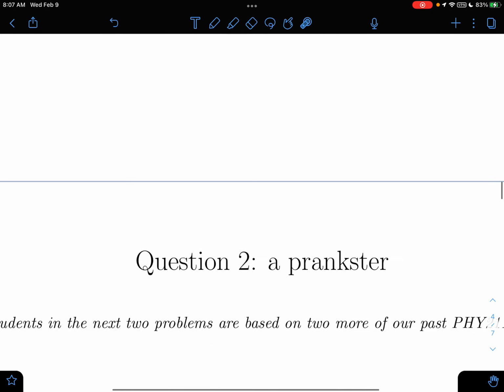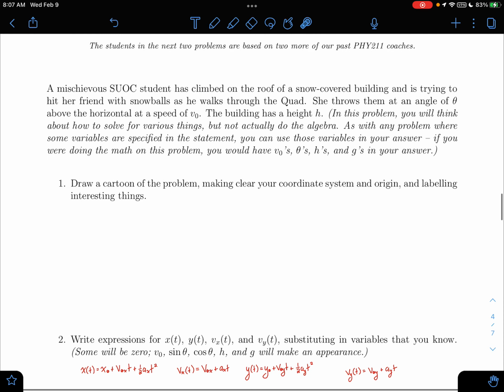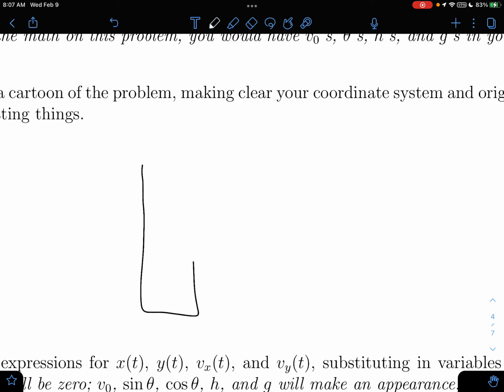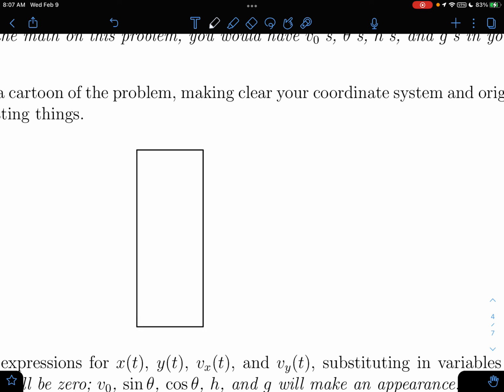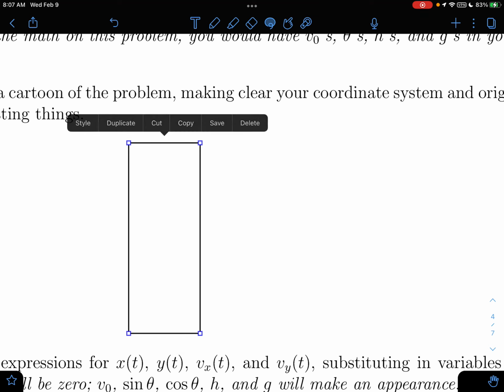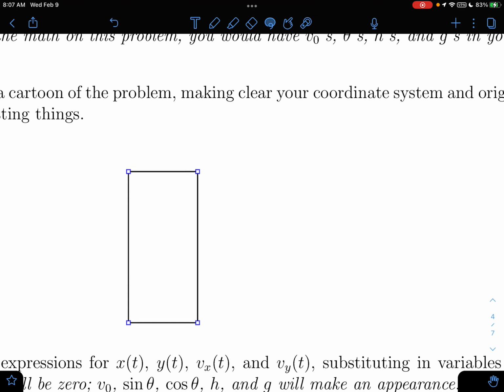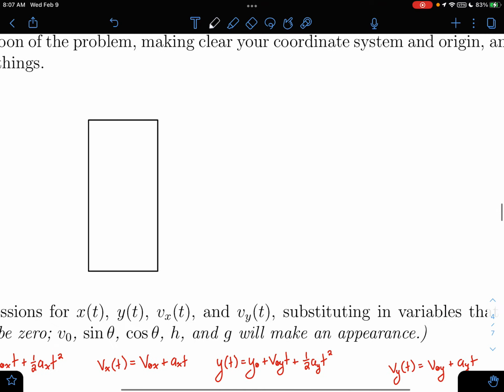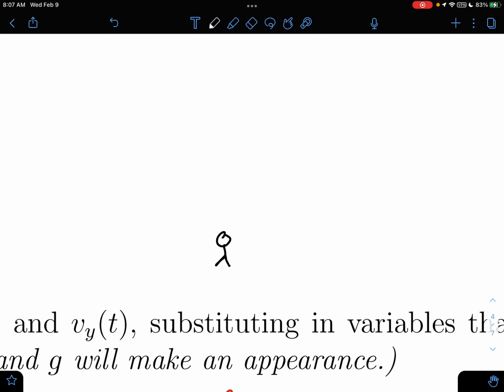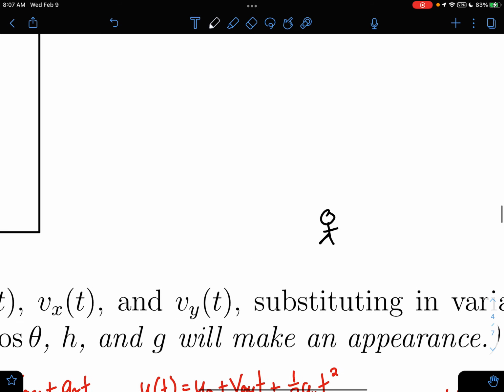Alrighty. Now we go on to question 2, right? So we have another scenario. We're throwing snowballs off of a building, so we're going to draw a quick cartoon of our problem. Alright, here's our building. I'm going to make it shorter for ease of drawing. And here's our person down on the quad that we're throwing things at.